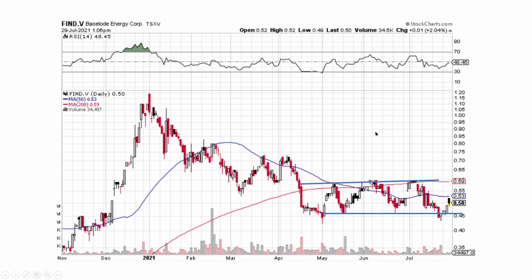Base load is basing out. Base load is basing. And what you see here is we're just kind of moving sideways right now in this channel. And we've got a wick at the bottom, which means there's some buyers down here coming on up. We got another wick at the bottom. Buyers are down here. If you see it down here, you could maybe try to pick it off.